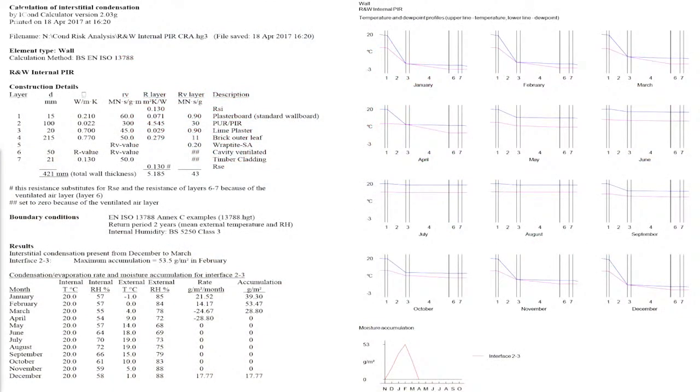Traditional methods of assessment have in the past been based on the Glaser method. We talked a bit about this in last week's webinar on refurbishment, but it's worth reiterating as it's also relevant in a new build context.